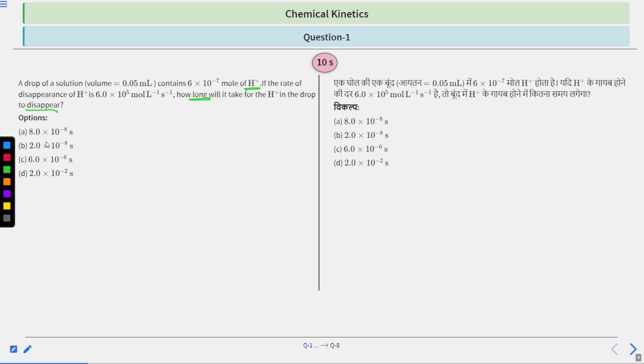Options are 8 times 10 to the power minus 8 second, 2 times 10 to the power minus 8 second, 6 times 10 to the power minus 6 second, or 2 times 10 to the power minus 2 second. You have 10 seconds to solve this question. After that, we will see the answer.